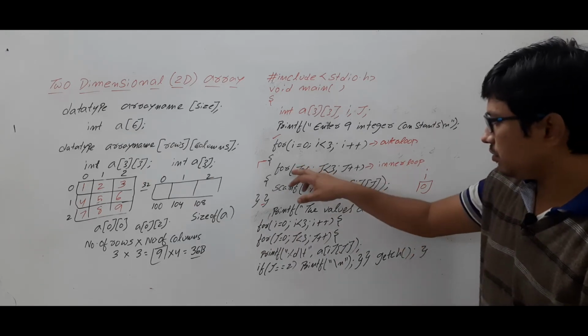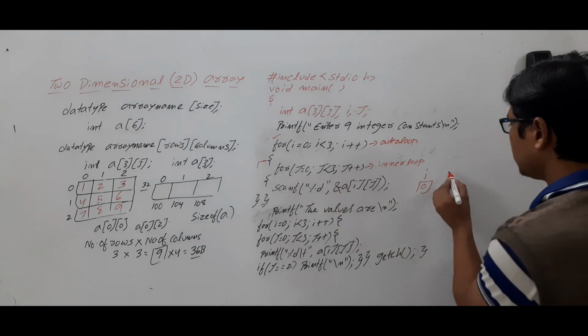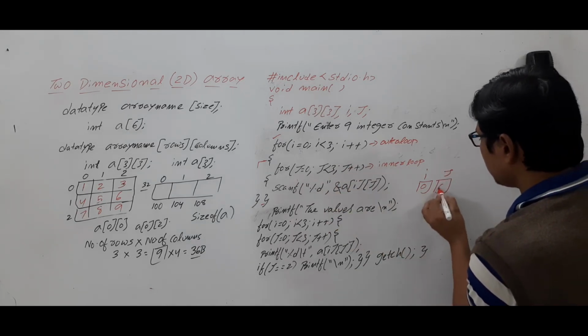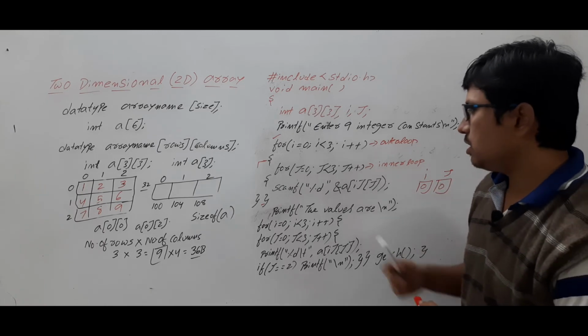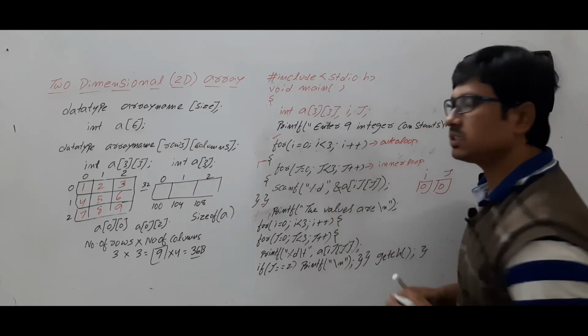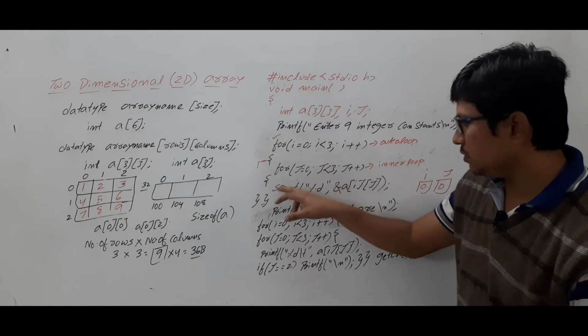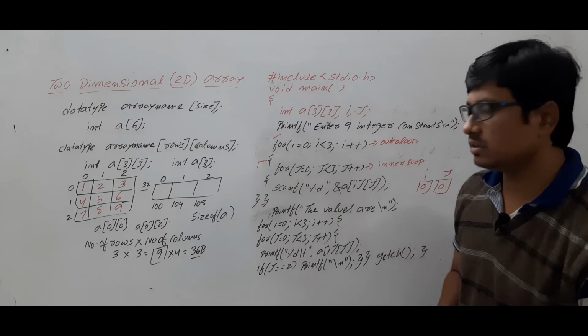Okay, now if you look here, you have an inner loop. So what is this one? j is equal to 0, you have initialized. Now j less than 3, meaning 0 less than 3, this condition is true. Then you will execute the statements which are there in this loop.